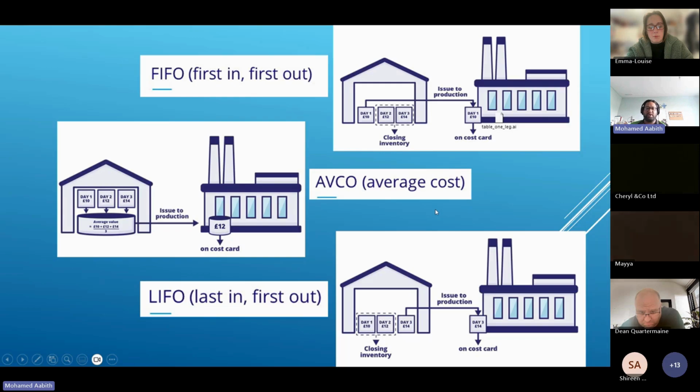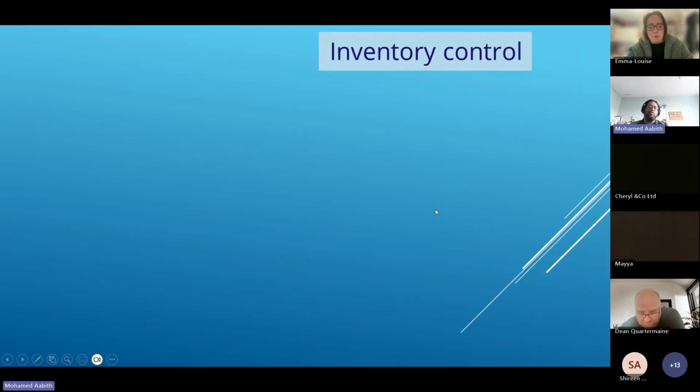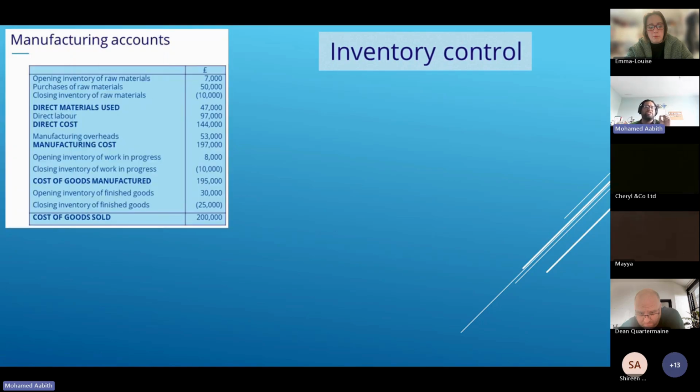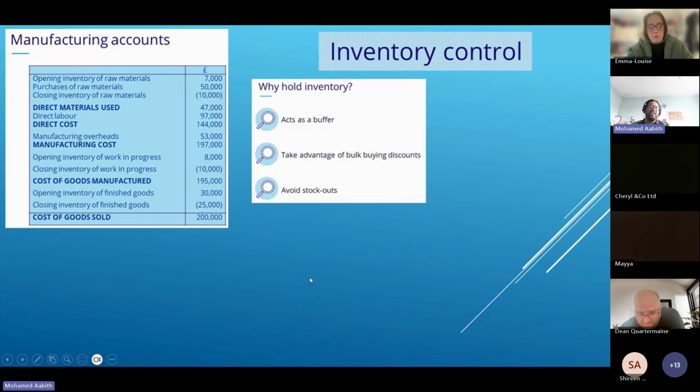Now, let's look at the next one: inventory control. How you control inventory is by doing something called manufacturing accounts. We also learn about the meaning of holding inventory, why we hold inventory, and how much we can order. Shall I order more than what you expected, or shall I just be safe?